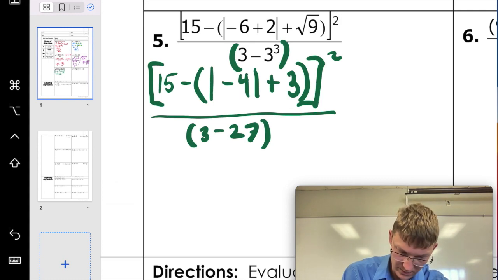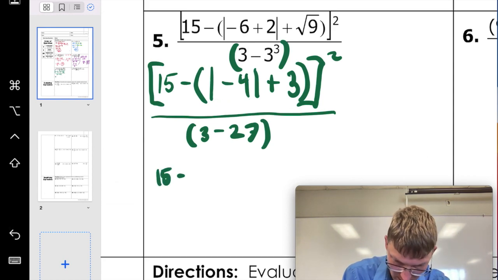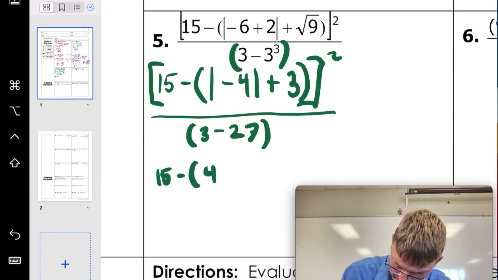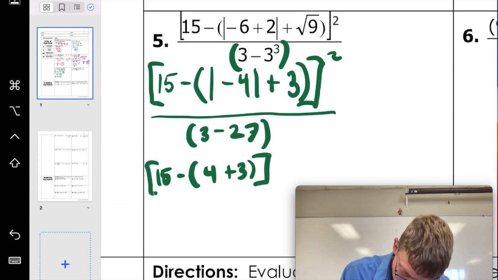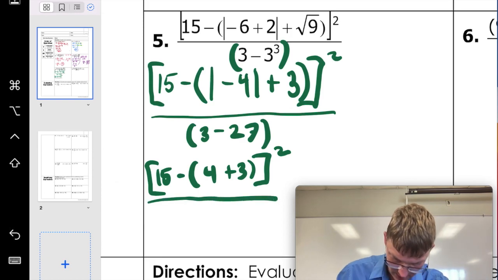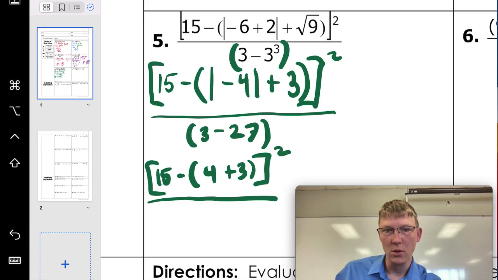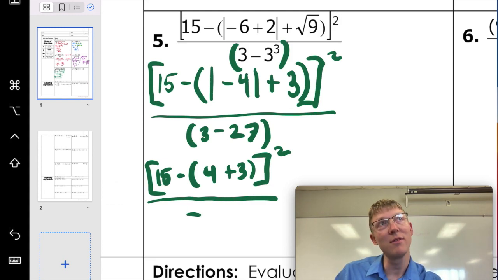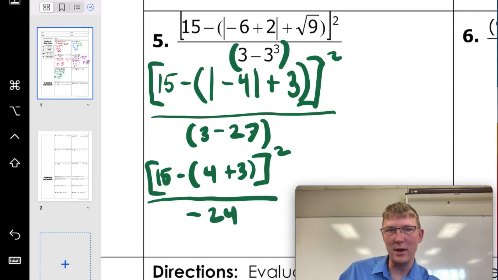So then, we're still not going to touch this 15 yet. We can do the absolute value there. So that's going to be 4 plus 3. Got our square brackets, and all that is squared. And then down here, we can do 3 minus 27, which is a negative 10, 9, 8, 7, 6, 5, 4, 24. Yes, I'm super bad at basic arithmetic. Get over it.